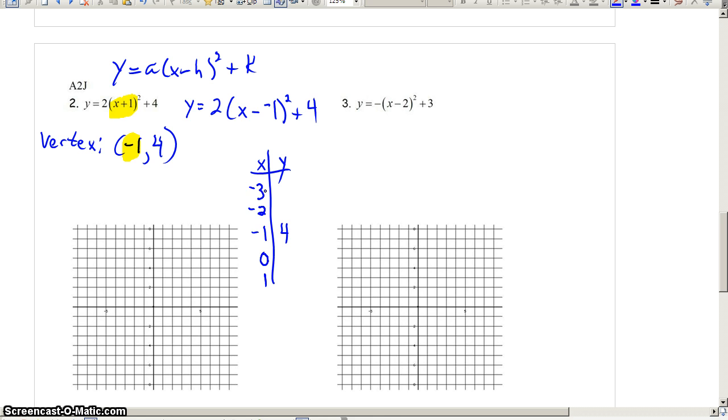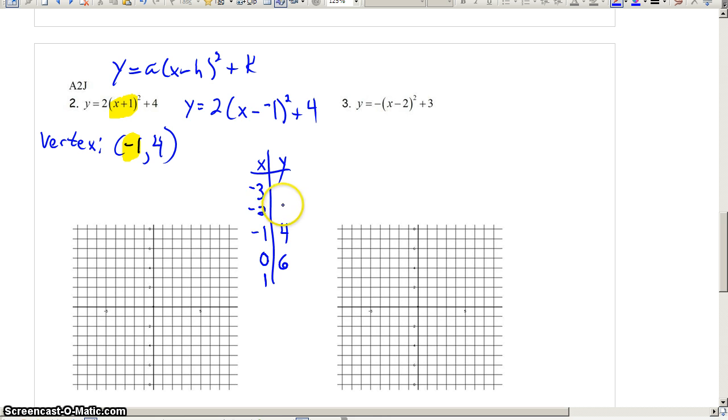Let's quickly go through this and plug in a 0. If you were to plug in a 0 real quickly, you could actually get 0 plus 1 up in here is 1. 1 squared is 1. 1 times 2 is 2. 2 plus 4 is actually going to be a 6. If you were to plug in negative 2, negative 2 plus 1 is negative 1. Negative 1 squared is a 1. 1 times 2 is 2.